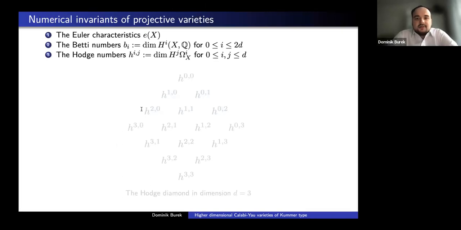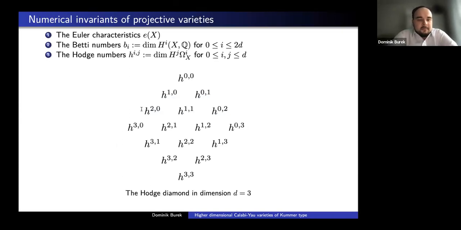When we talk about projective varieties, we have several very important invariants. One of them is, of course, the Euler characteristic, Betti numbers, and probably the most important are Hodge numbers. Hodge numbers can be displayed in the following diamond. And due to Hodge symmetry and Serre duality, this diamond has a lot of symmetries, for example, it is symmetric with respect to the main diagonals. Also, if we know Hodge numbers, we can easily compute Betti numbers because it is just a sum of the numbers in the rows of this Hodge diamond, and the Euler characteristic, which is basically the alternating sum of Betti numbers.